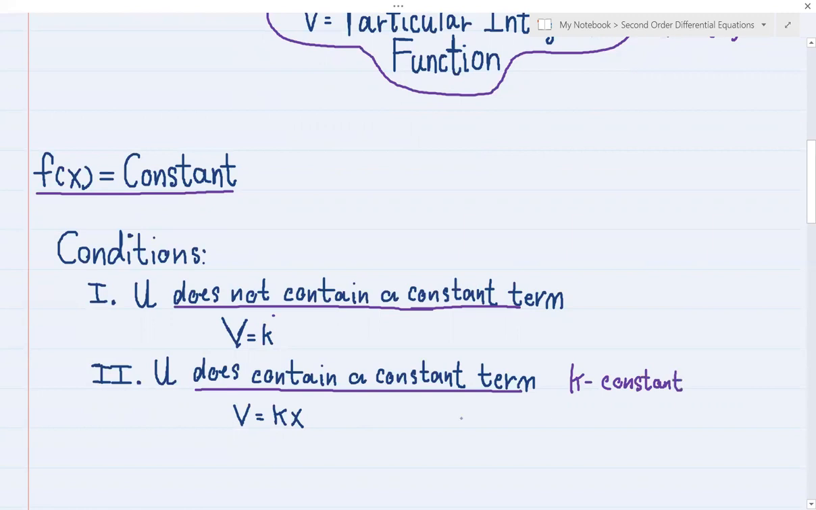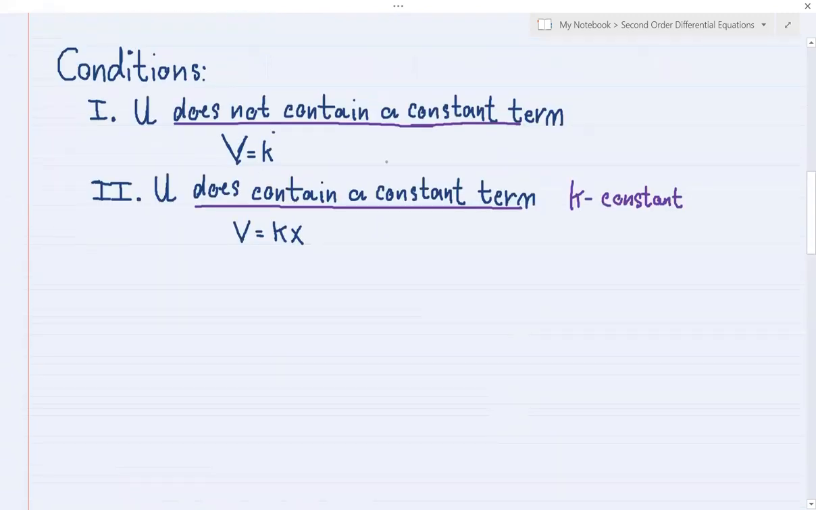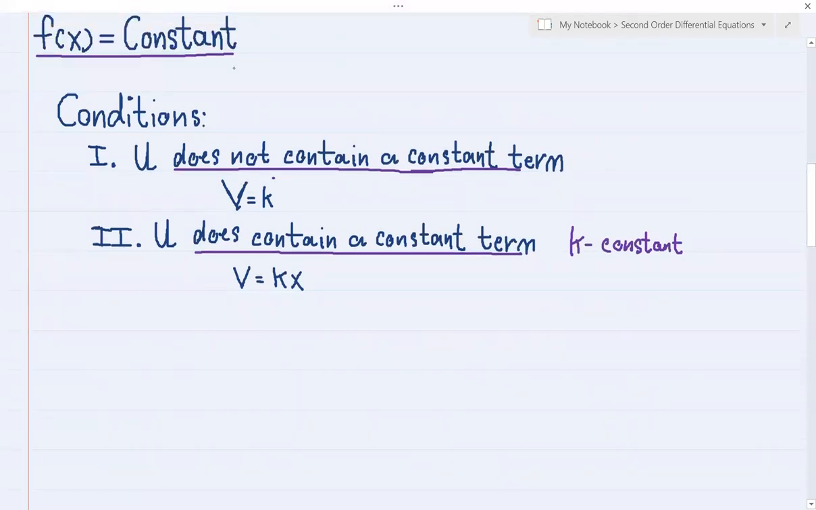Why do we need to use this k? Because you're going to find the value of your k later on. So what are the steps? Like how can you basically get the solution? Without further ado, let's begin. Okay, remember these conditions. Don't forget these two conditions if your function is a constant.